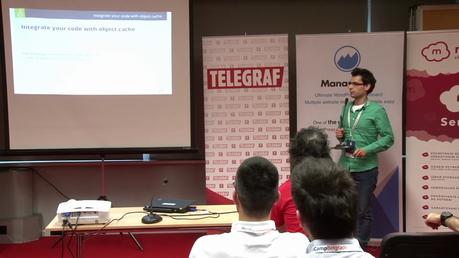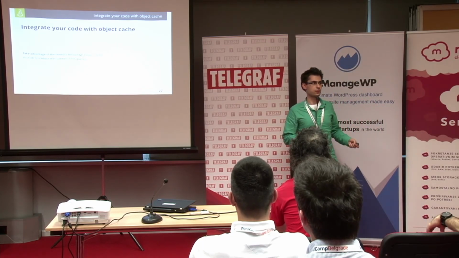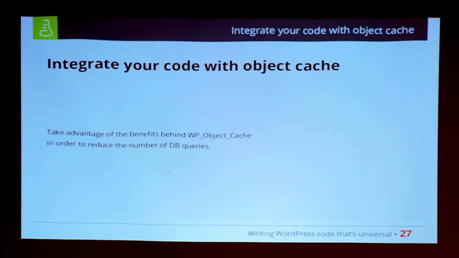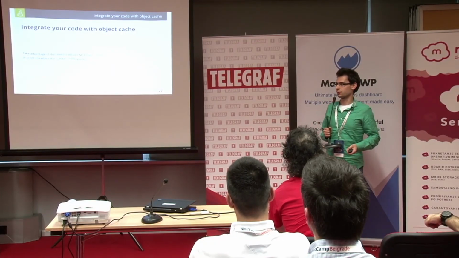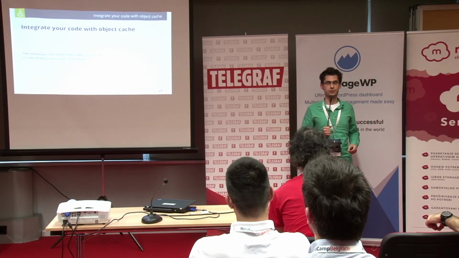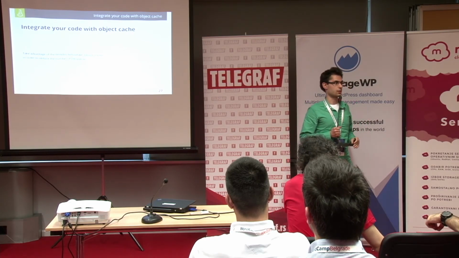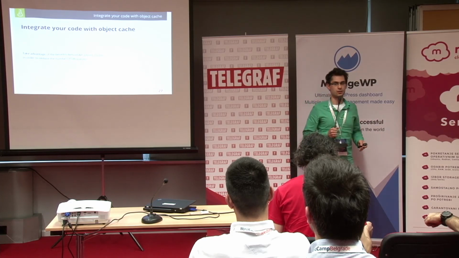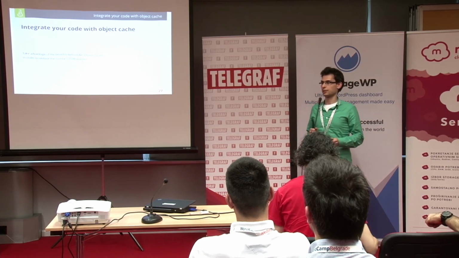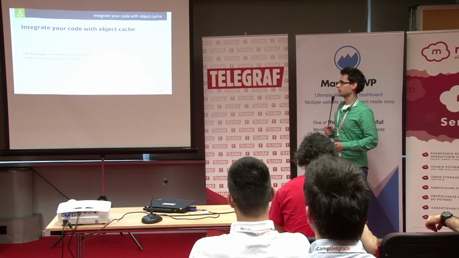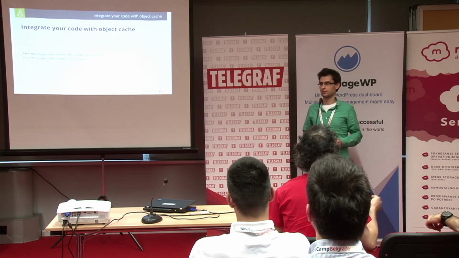And of course, make sure that your code is well integrated with database caching, so that you take advantage of the WP object cache, thereby reducing the number of queries that reach the database, and also taking it one step further by using extensions such as memcache, reducing the number of queries that get executed from one server request to another.